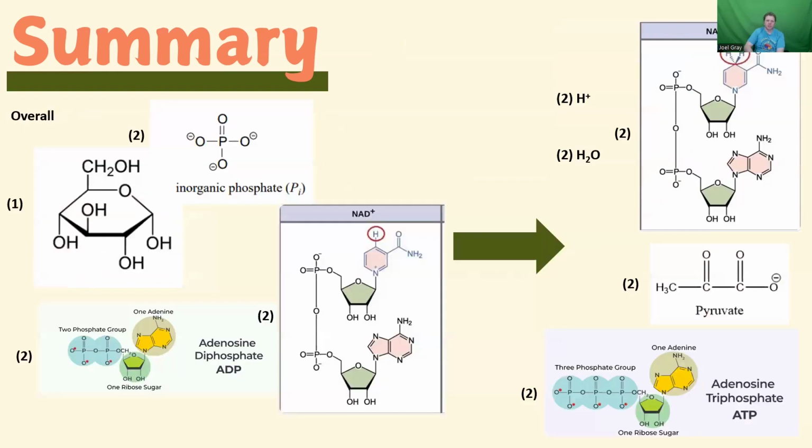So what that ultimately lays down as is what's shown here. Our overall reaction is glucose plus 2 inorganic phosphate plus 2 ADP plus 2 NAD plus, and it's going to yield 2 protons, 2 NADH, 2 H2O, 2 pyruvate, and 2 ATP.